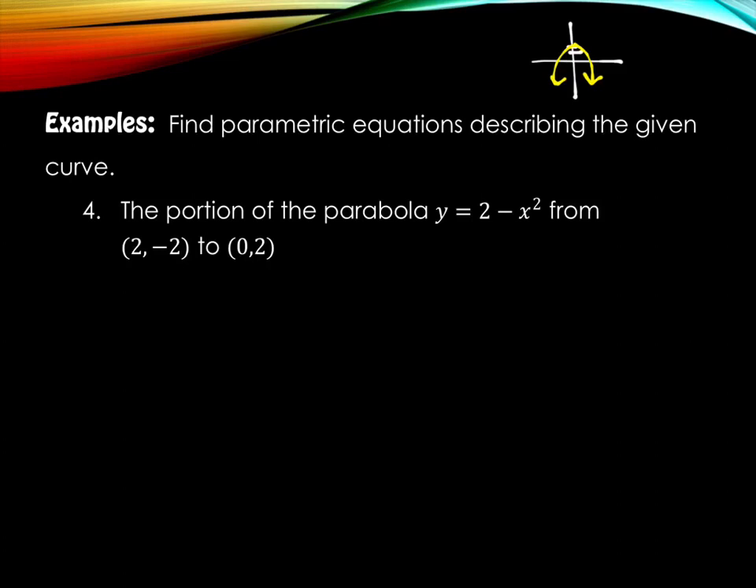It's going to start at 2, -2. So 2, -2 means down here like this. And it's going to end at 0, 2, which means this. So we're only going to get this part of the graph. That's the only part of the graph we're supposed to get by the parametric equations that we create.